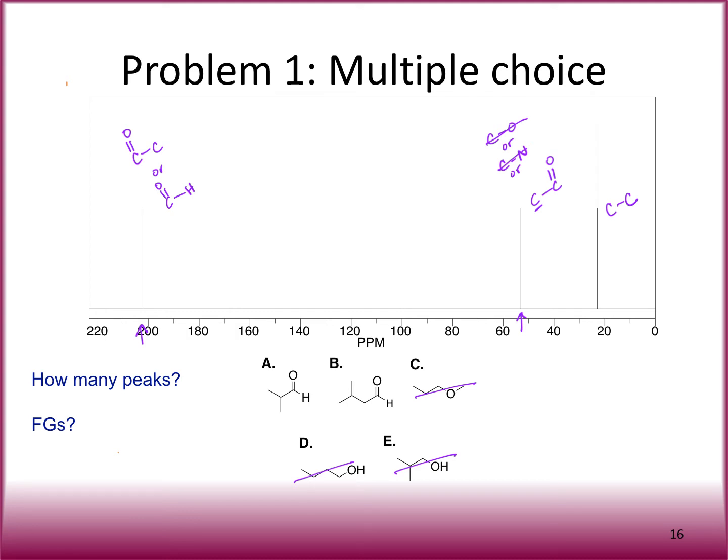So if I look at choice A, how many peaks does that have? Right, it should only have 3, 1, 2, 3. This one here is 1 because it's got that symmetry, right? All right, and then that's going to be 3 peaks. And then how many does B have? Right, it's going to have 1, 2, 3, 4. That's the same. So that's going to be 4 peaks.